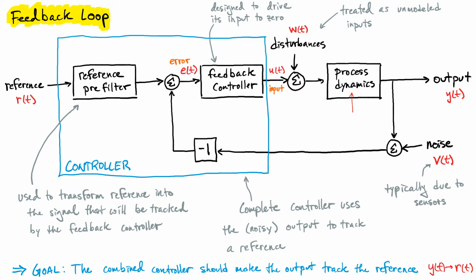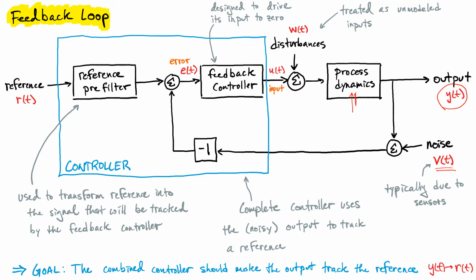So again, we have process dynamics. That's one of the hearts of what we're doing. Out of the process dynamics, we take a measurement. That's our output. That output could be corrupted by some amount of noise. And so we're going to talk about noisy sensors, and we're going to consider that kind of noise.